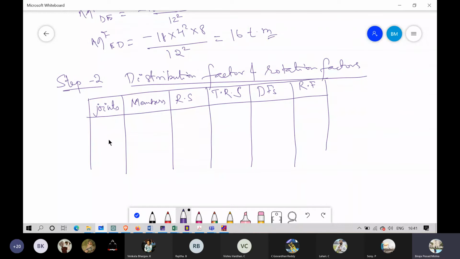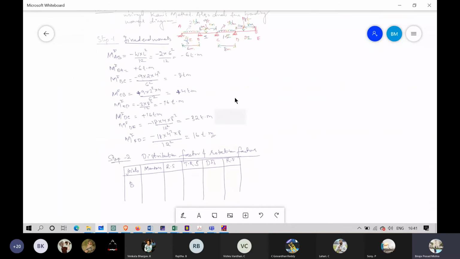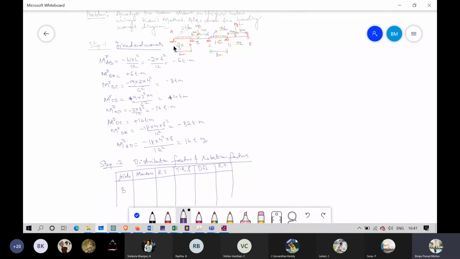Okay, so now the joints are joint B, C, D. Let us consider the first joint. All of you please see your diagram, because I may not be able to show you the diagram along this one. If we see joint B, what are the members connected? It is A and C. So it is BA and BC.